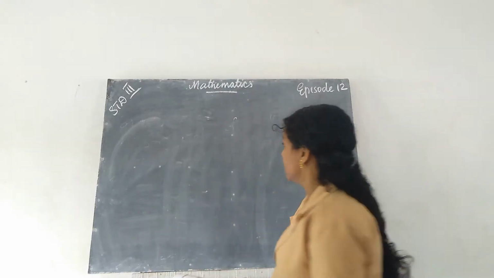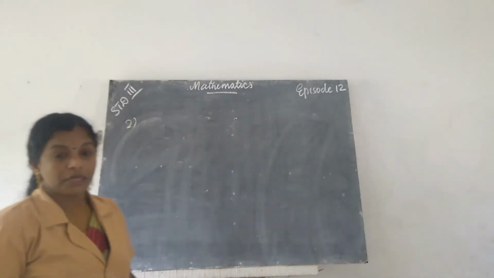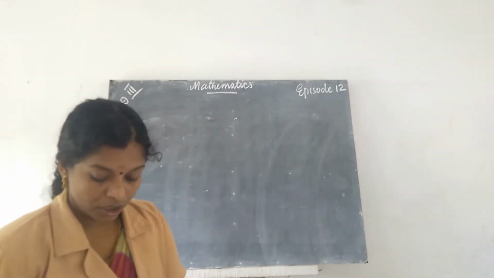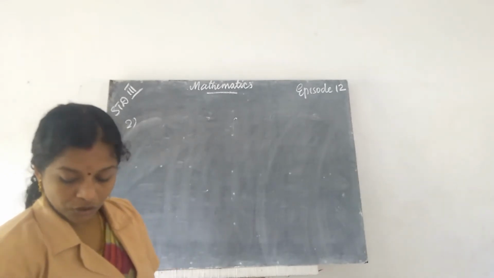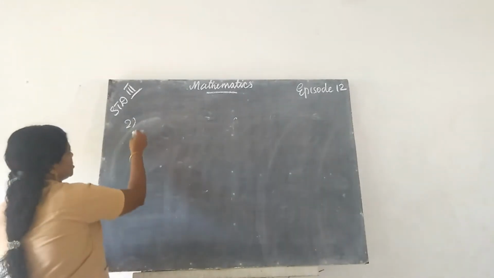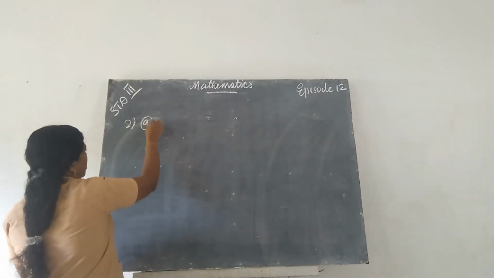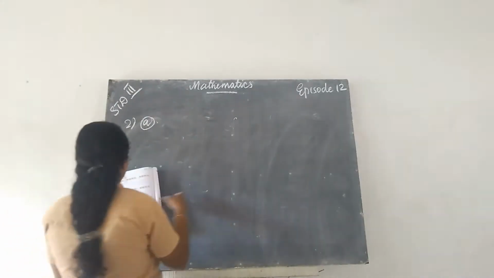Next, question number 2. Here, numbers are given not in order. Okay. We want to regroup it. First question, second one, first question. Seven one.